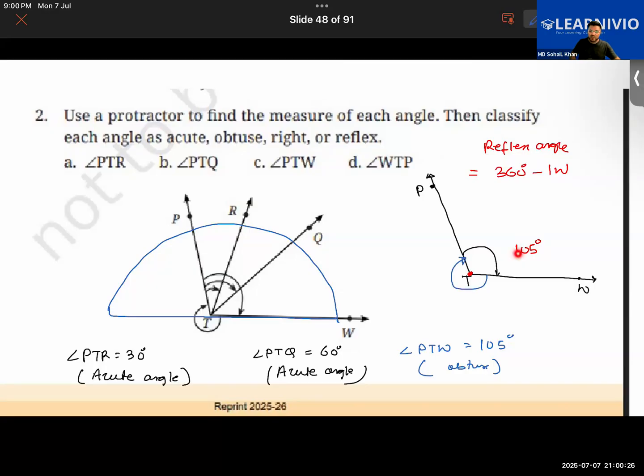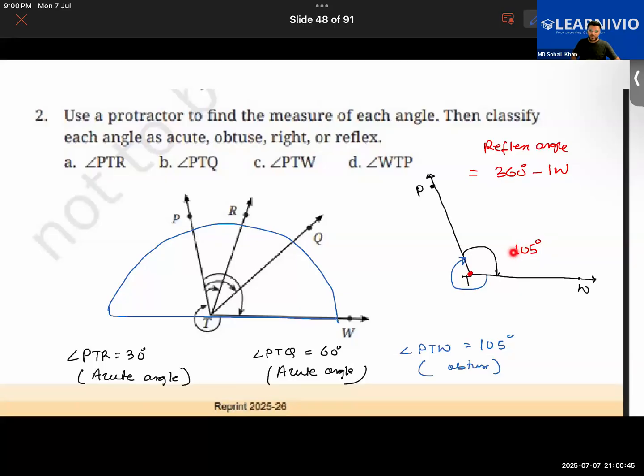But I checked PTW. It's showing 100. Okay. And you guys are getting 105. Yes, sir. Okay, let's say that it is 105. Let us suppose that it is 105.